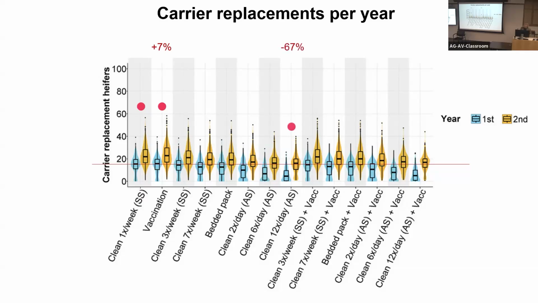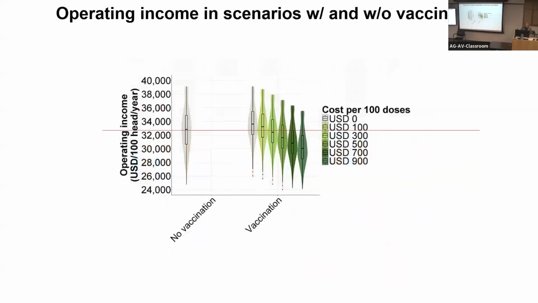If we are cleaning like 12 times per day, this will reduce probability of carriers almost 70%, and equally if we do both vaccination and cleaning. So if you think about carriers, vaccination is not a good strategy for the farmer. What about cost? Well, it would be nice to implement all methods available, but everything costs money.